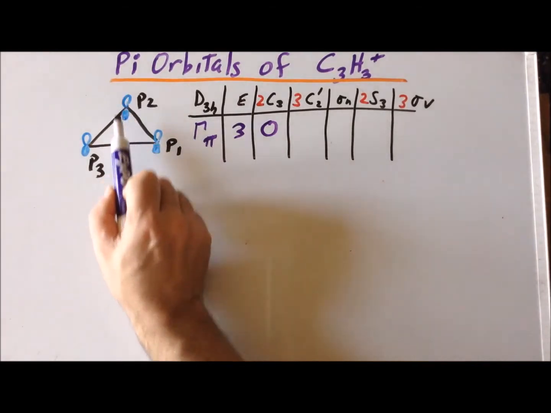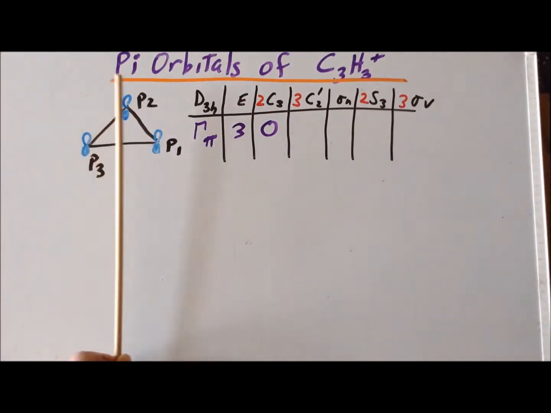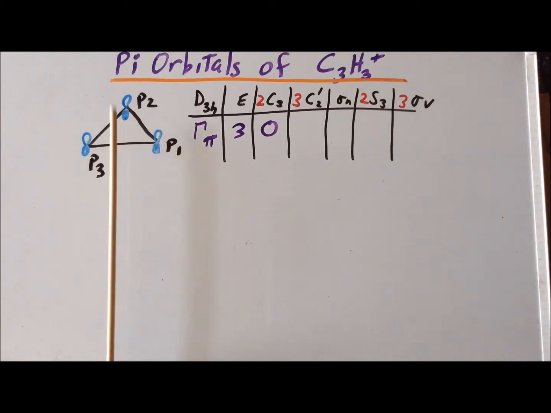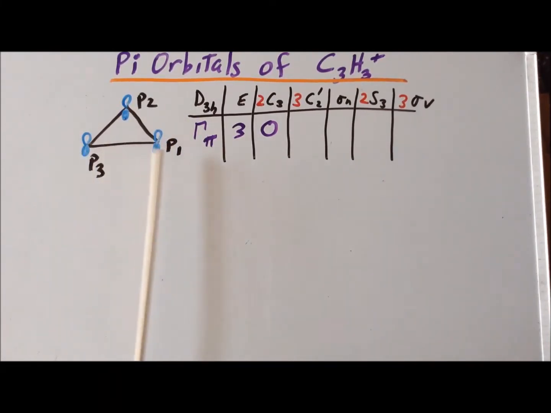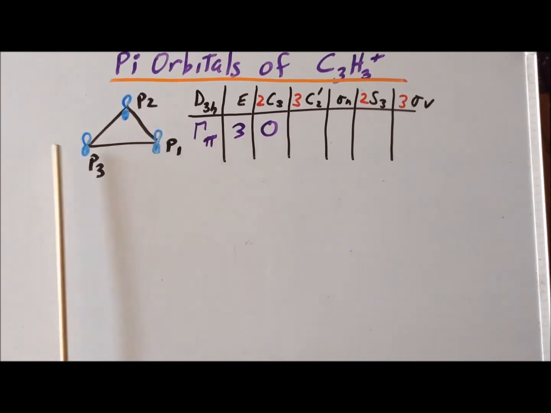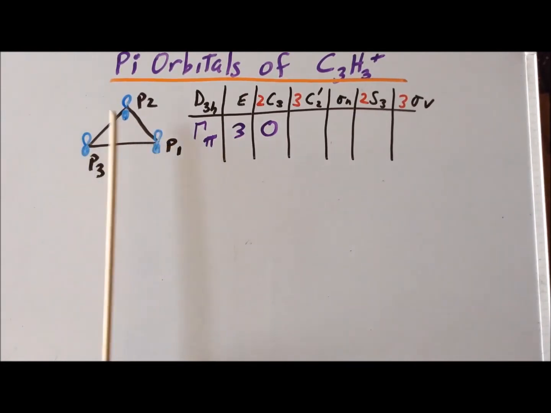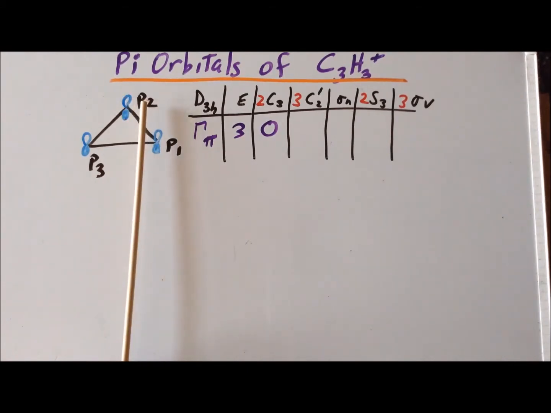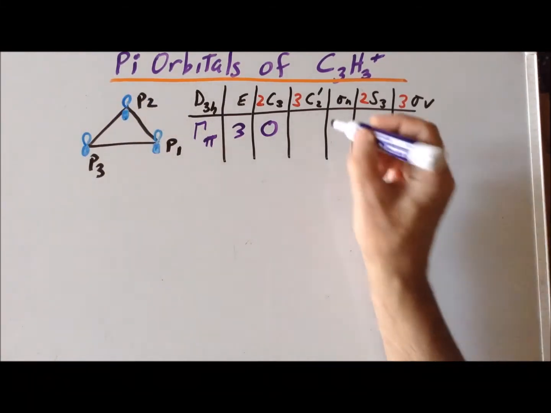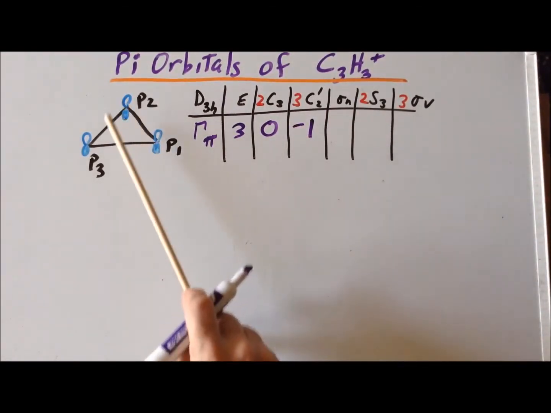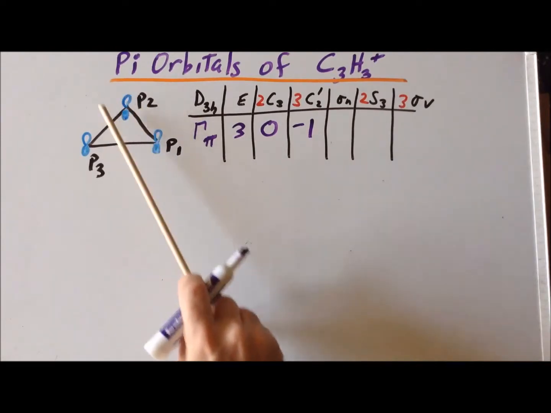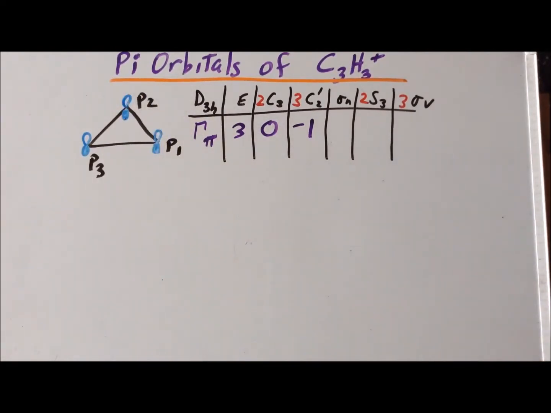For C₂, the C₂ runs through each of the carbon atoms and bisects the opposite side. Now we notice that P1 becomes minus P3 because not only does it become P3, but we change the phase, because the p orbital has two lobes of opposite phase. P3 becomes minus P1, P2 stays put, but P2 turns into minus P2. So the character for C₂ is going to be a -1. It's minus because in the process of doing the C₂ operation, we change the phase of one of the pz orbitals.